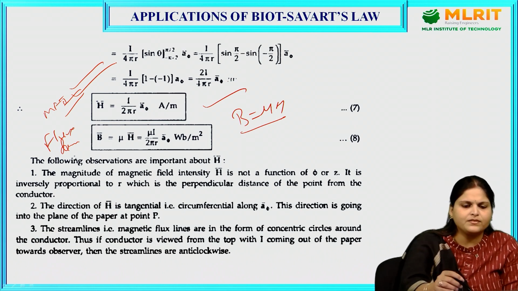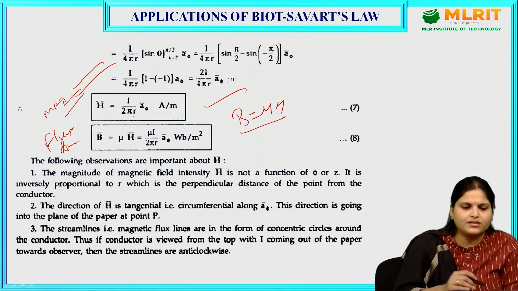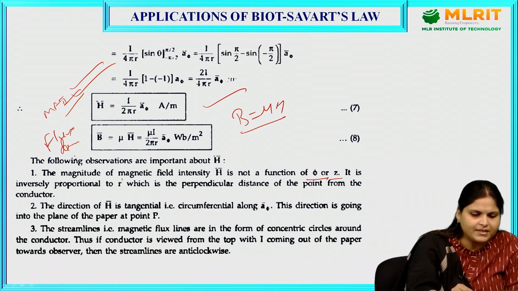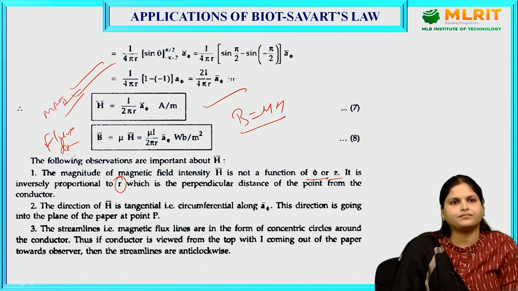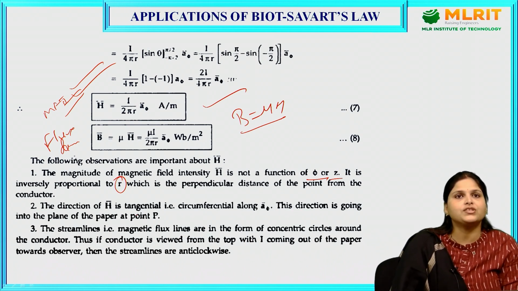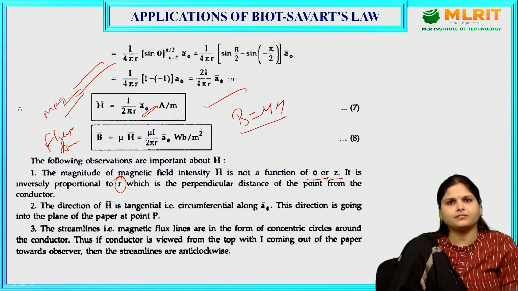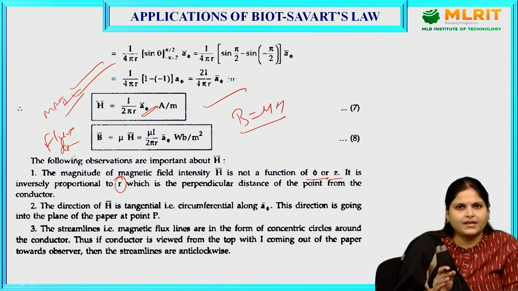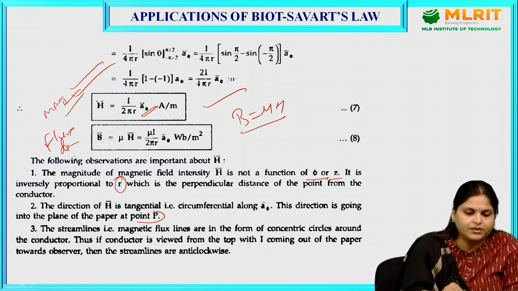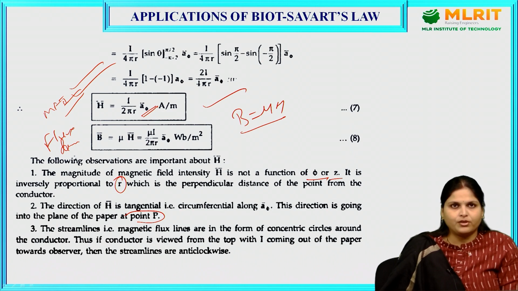And if you notice in this formula, it depends only on r. It is not having phi, it is not having z, only r is there. Also the direction of H is tangential because here we have a phi. So this direction is going into the plane of the paper at point P. So this was the first application of Biot-Savart's law.